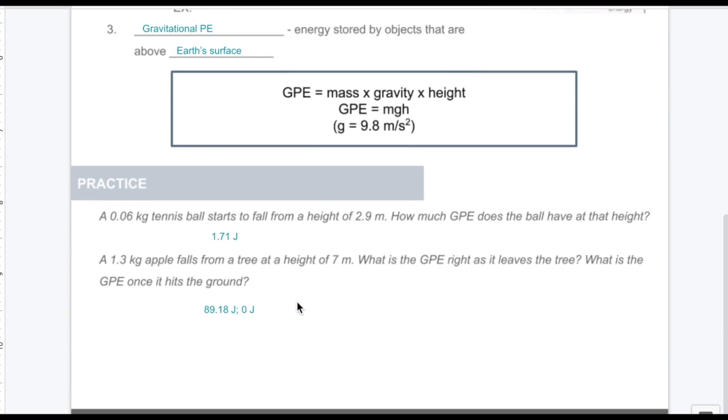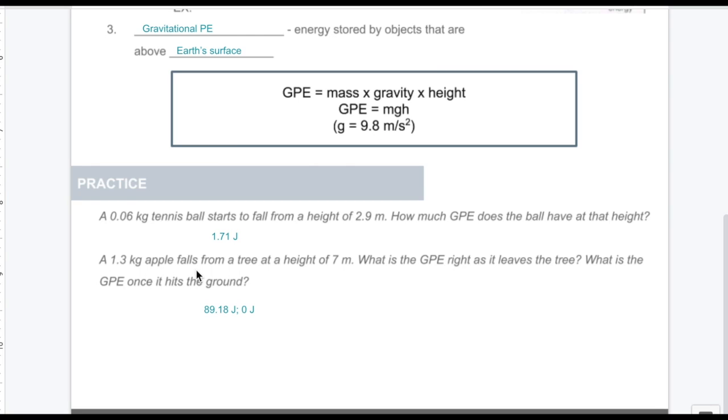To do some practice problems, if we have a 0.06 kilogram tennis ball that starts to fall from a height of 2.9 meters, how much GPE does the ball have at that height? We would take the mass, which is 0.06, times gravity, which is 9.8, times the height, which is 2.9. And we would find that our answer is 1.71 joules for the gravitational potential energy, GPE.